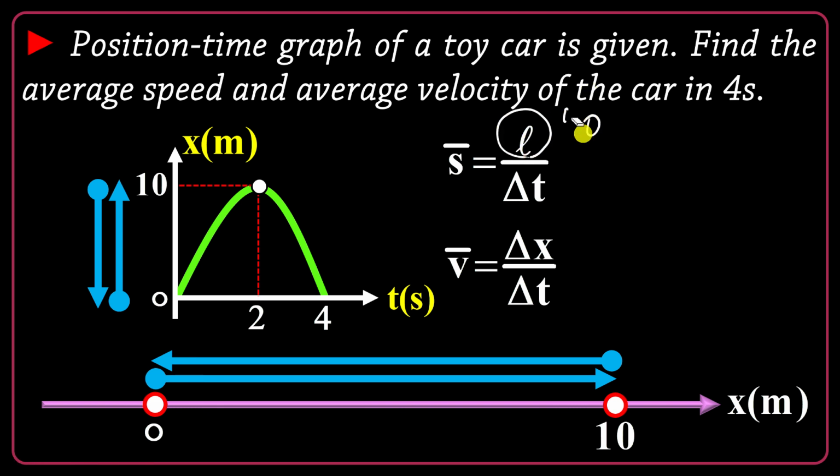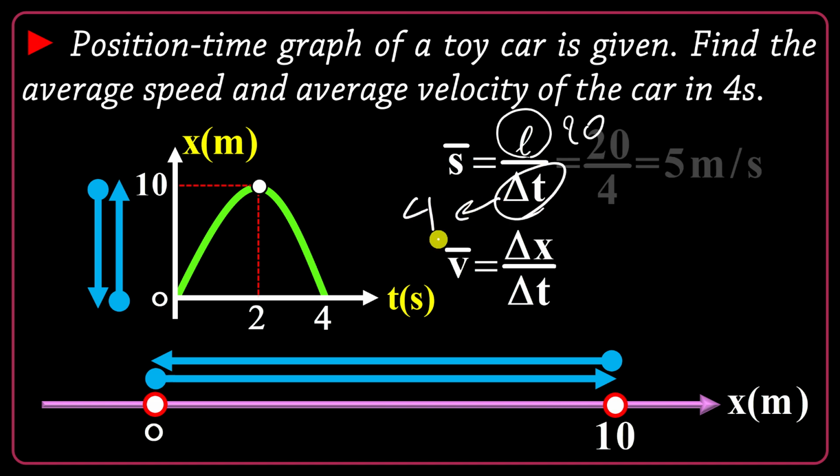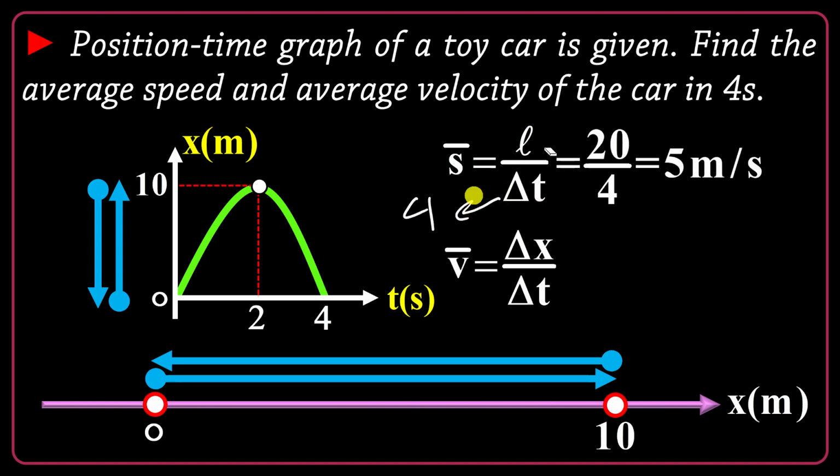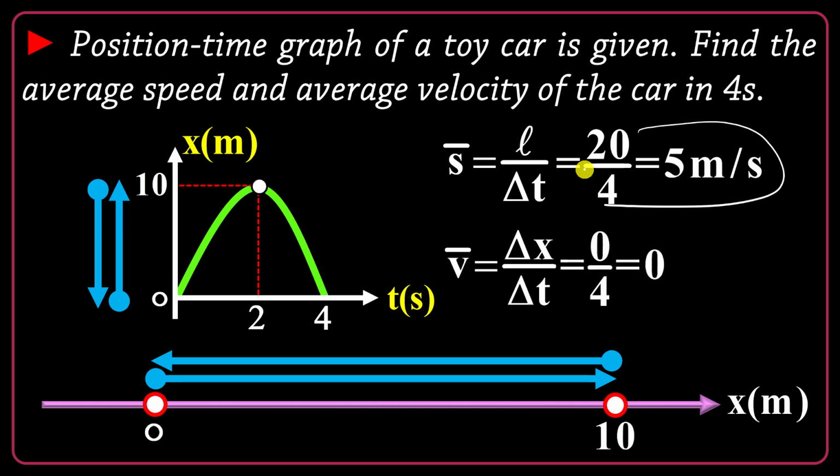How many seconds? I see, yeah, 4 seconds. So 20 over 4 is 5. Just 5 meters per second. It's the speed. Can I have any negative speed? No, it's positive always. What about the v bar? V bar is 0, you know. There is no displacement. Finished.